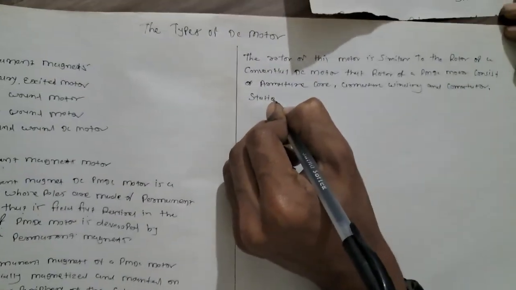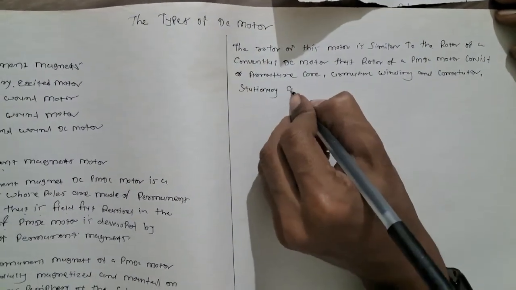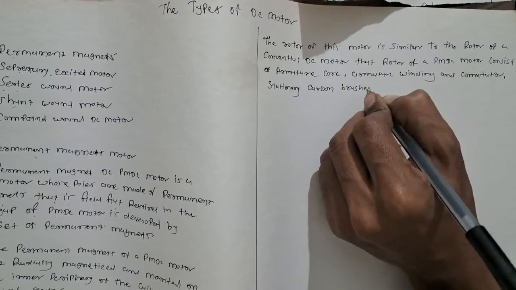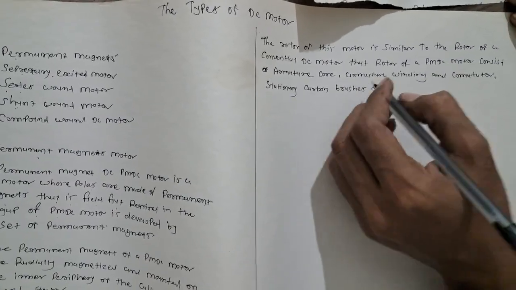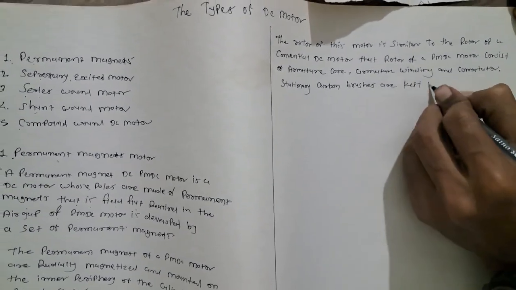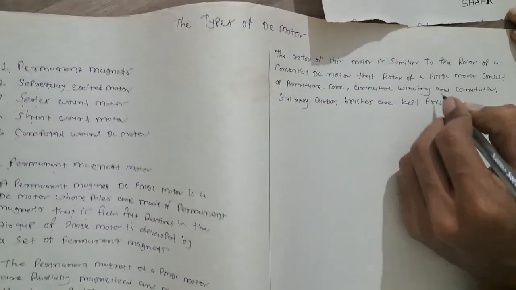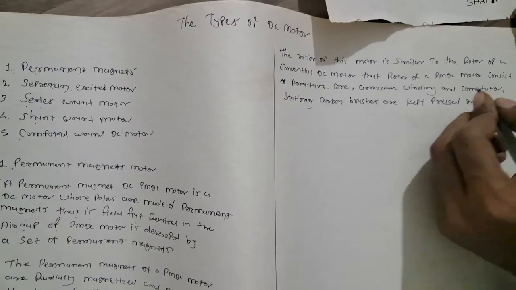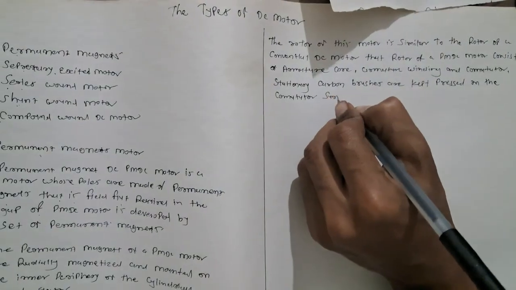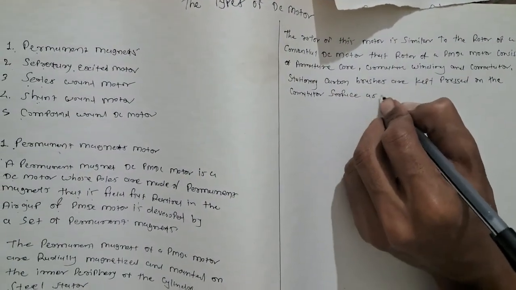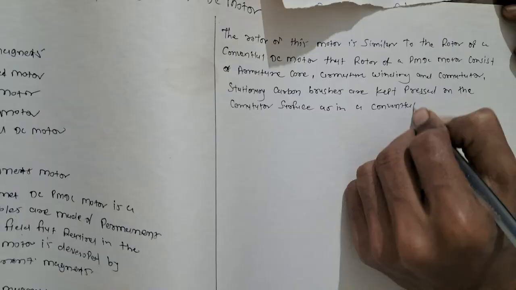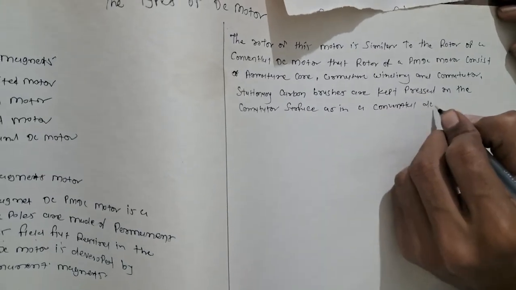Stationary carbon brushes are kept pressed on the commutator surface as in a conventional DC motor.